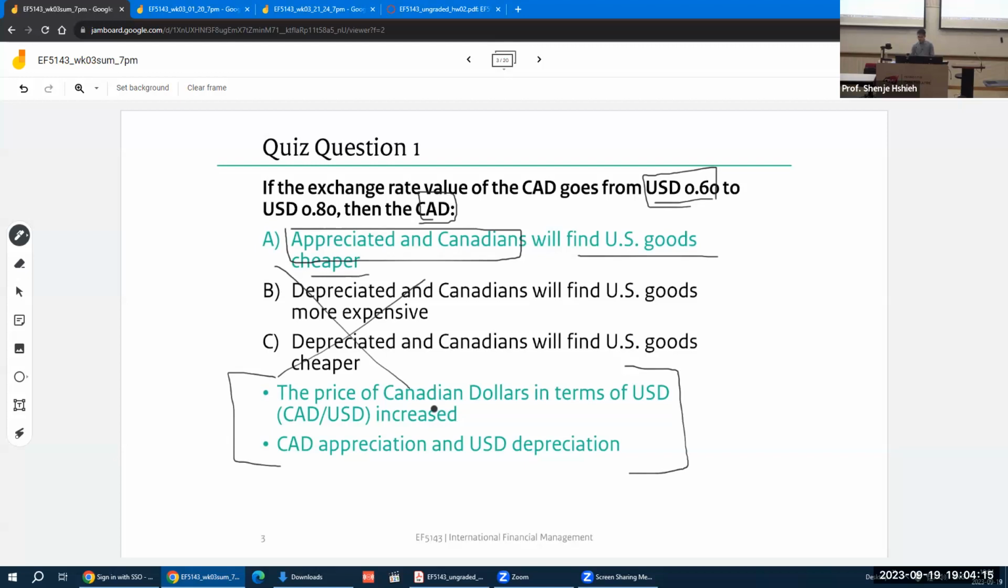The price of Canadian dollars in terms of US dollars has increased, right? Because 1 Canadian dollar now costs 80 cents as opposed to 60 cents, and therefore Canadian dollars are stronger. The opposite interpretation is from the perspective of the US dollar holder. Now, if I want to buy Canadian dollars, it costs more. So US dollars are therefore depreciated. That's the new terminology that was introduced to you last week.